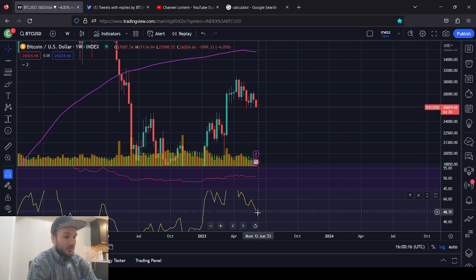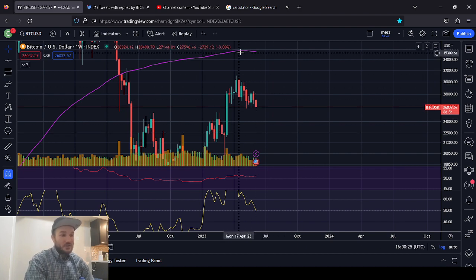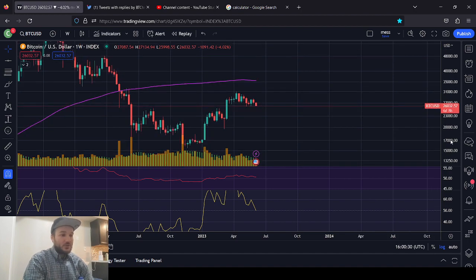Rejected the 60 here. We're coming down. Man, this is looking like a good week. Once this closes below the 50, if it happens, we don't have it yet. I think there's a lot of conviction that's going to happen. We already have 2 out of 3 of the criteria to confirm that we're in a downtrend.